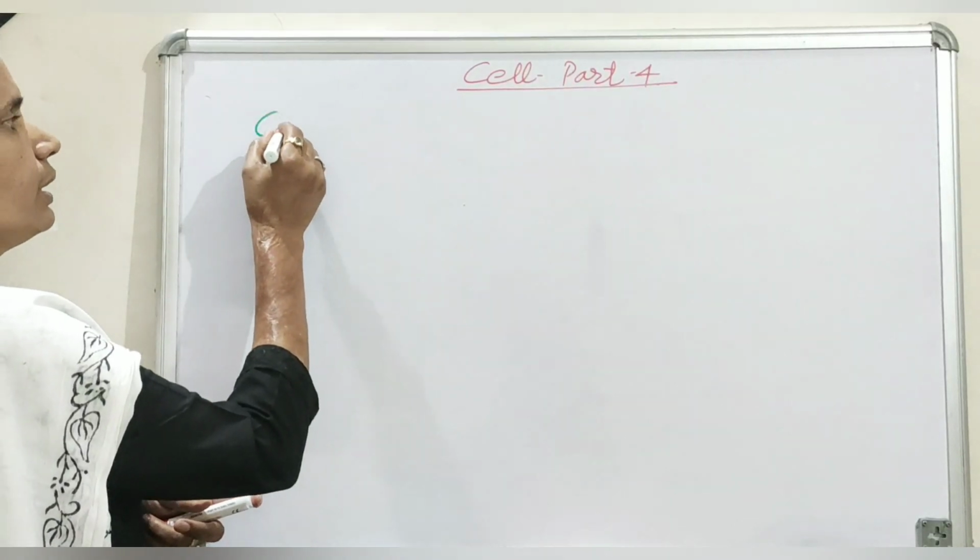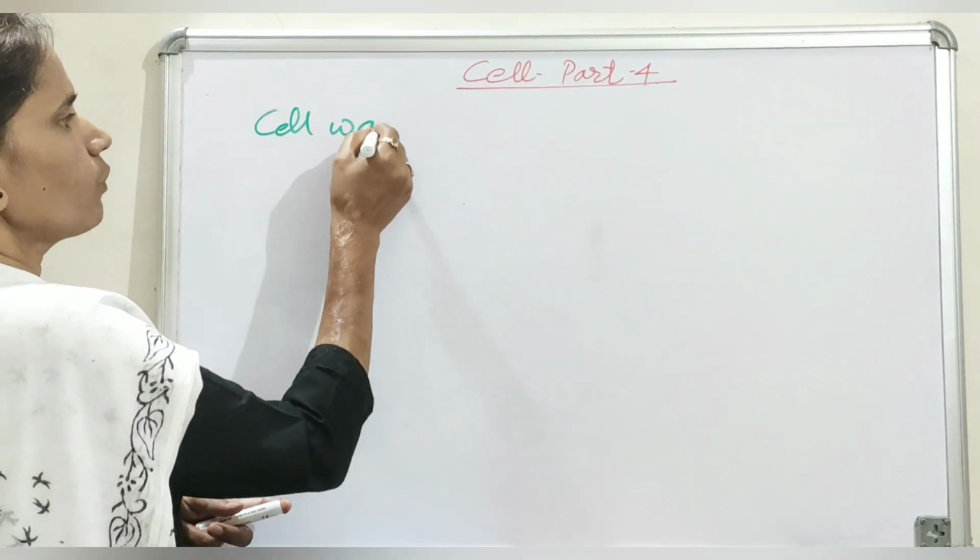In our previous sessions, we have discussed an overview of the structural organization of the cell and we have seen the structure and function of the plasma membrane. Now we will continue our discussion with the other cell structures. In that context, our first point is the cell wall. The next structure in the cell is the cell wall.